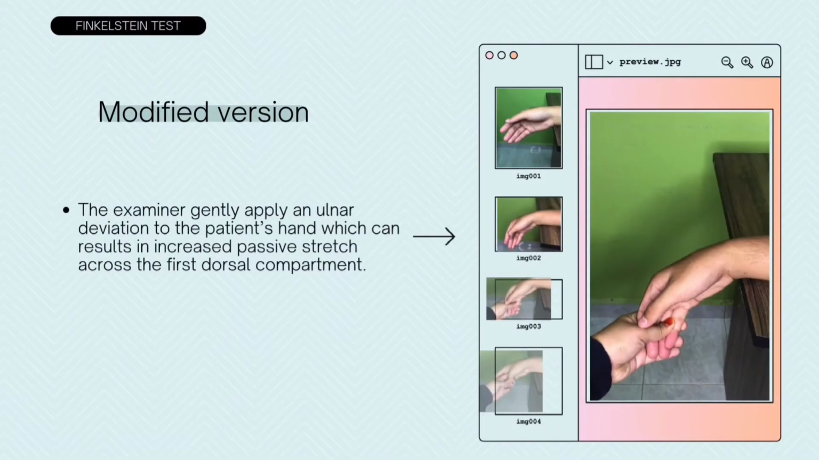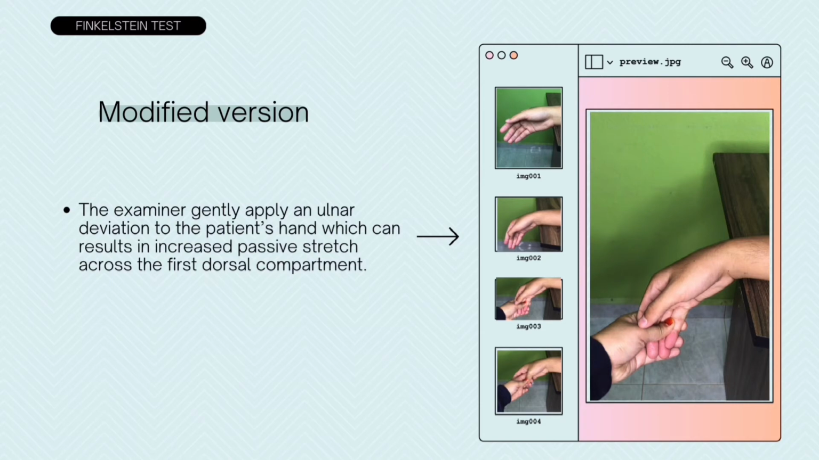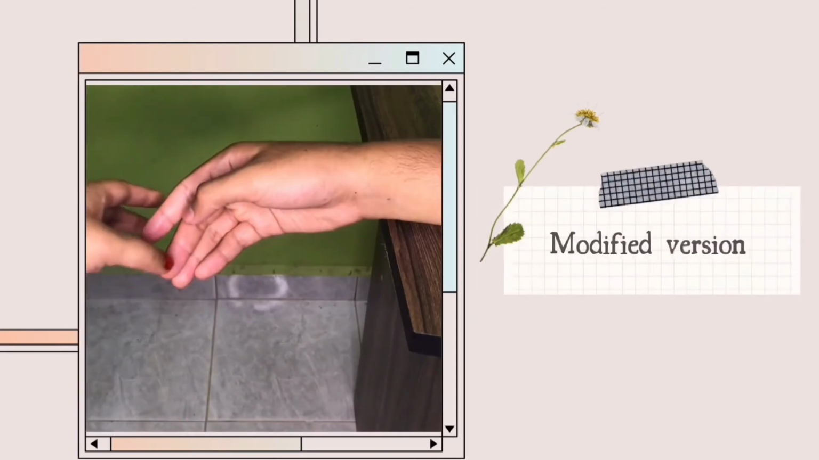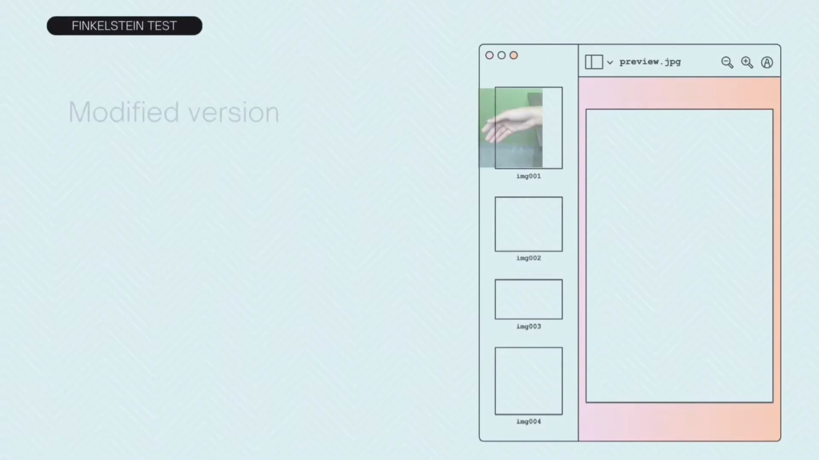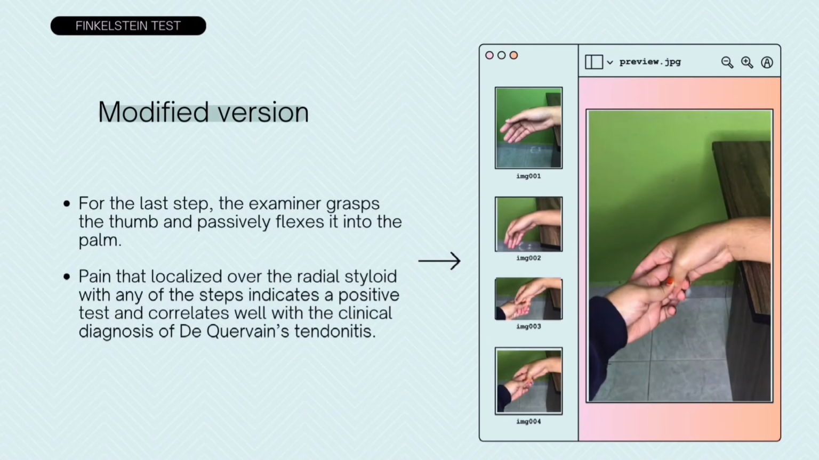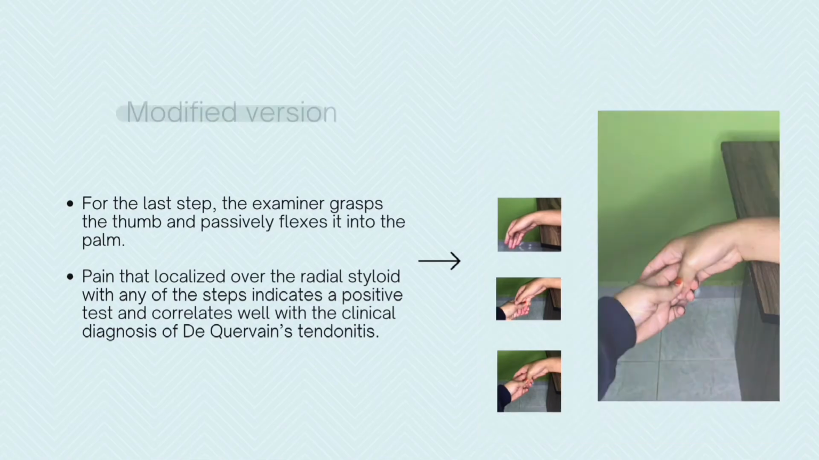If the first step does not elicit pain, the examiner can gently apply an ulnar deviation force to the patient's hand. If the second step also does not provoke any pain, the examiner can perform the last step. For the last step, the examiner needs to grasp the thumb and passively flex it into the palm.